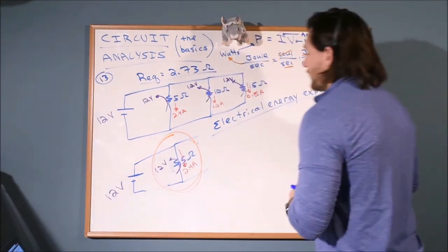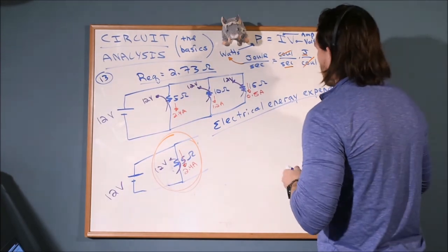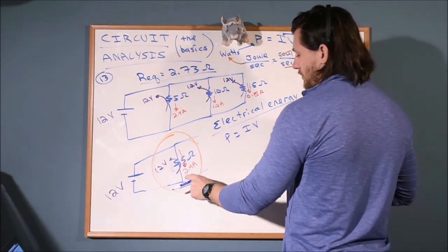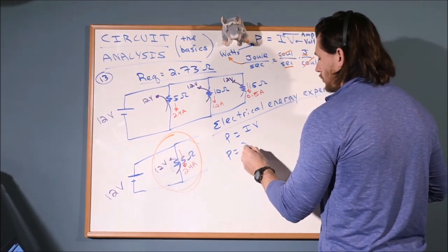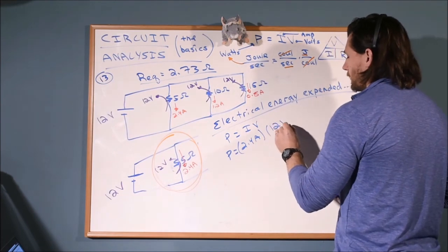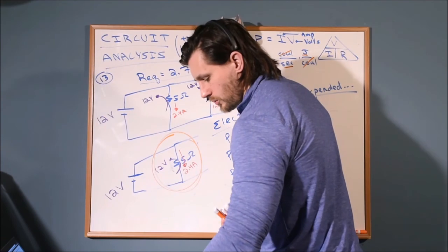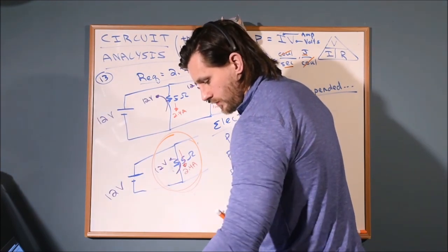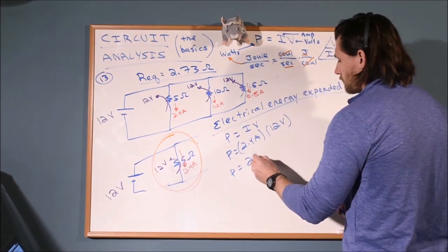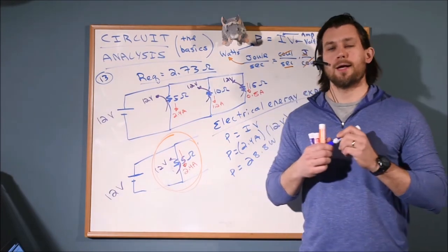So electrical energy dissipated. Again, we're talking about this spot right here. So how do we get to power? Power is I times V. So I, 2.4 amps times V, 12 volts. 2.4 times 12, 28.8. All right, now it's 28.8 watts.